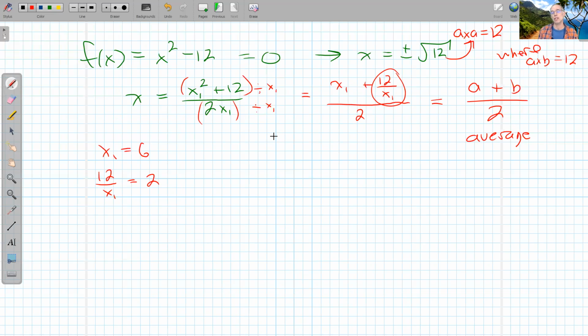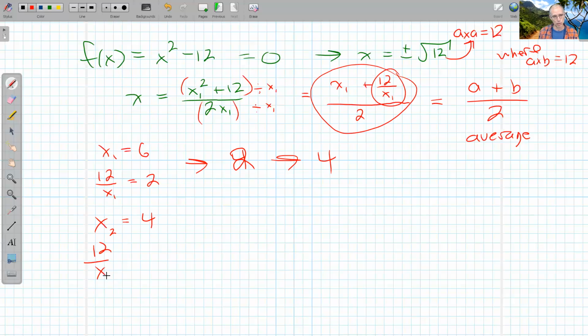Otherwise, we just keep repeating this process with the next guess. So we did this here, and I think it came up with 2 and then 4. So let's think about the 4. Let's say my x2 was equal to 4. Then Newton's method in this version says take 12 divided by that number. So 12 divided by 4 is 3. And remember, what do 4 times 3 give me? 12.